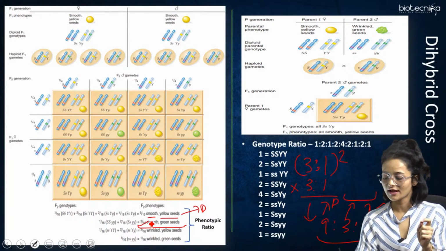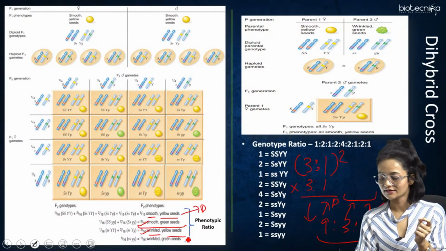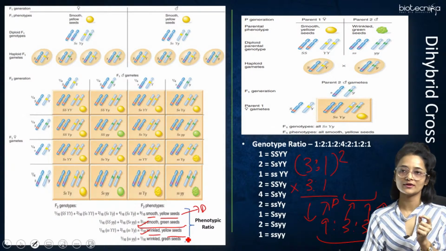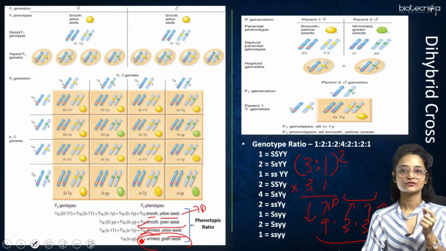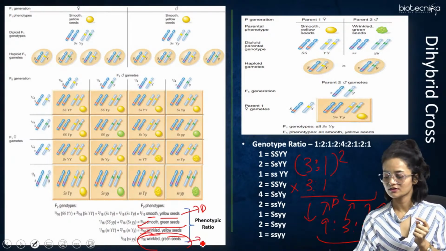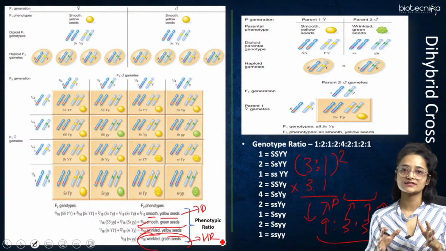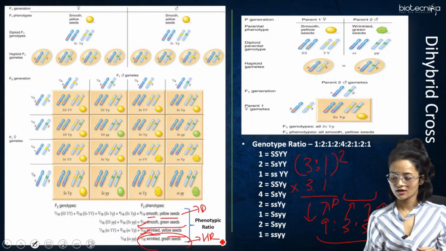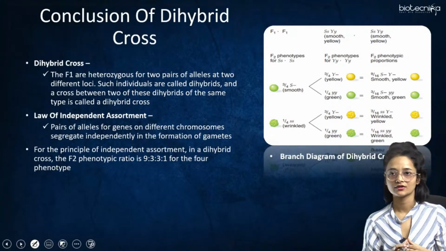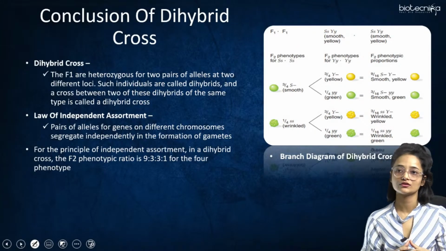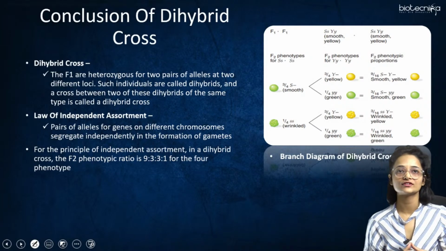This would be the 3 one, and the second 3 is for the wrinkled and yellow seeds. One of the traits would be dominant and the other recessive. And the last one left, like only one is present here, is the homozygous recessive form, where both traits would be in recessive form, right? This would be clearer when we do the branch diagram that we did for the monohybrid cross, right? Now, firstly, let us study the conclusion of the dihybrid cross.